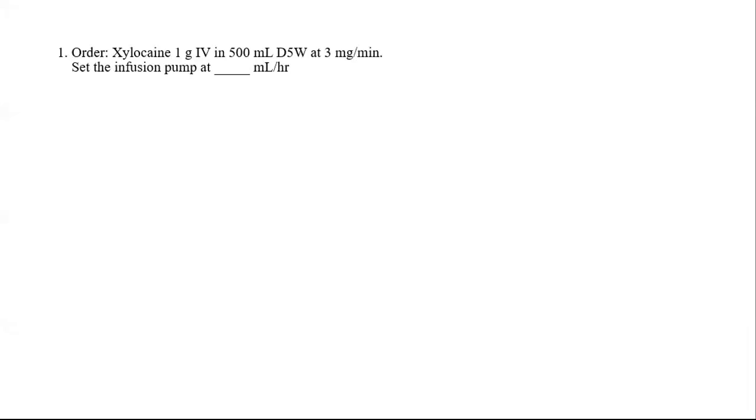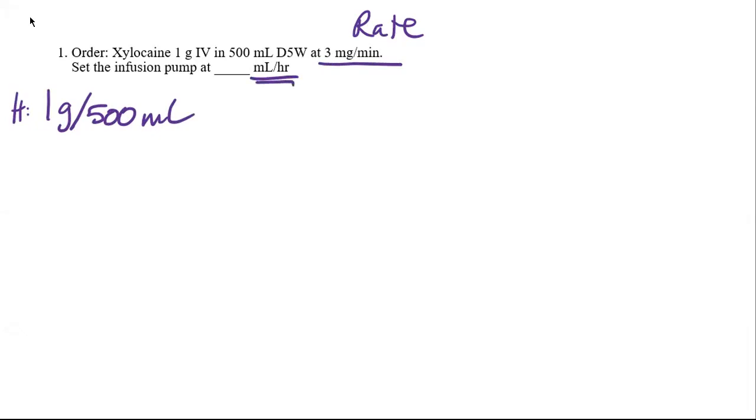Okay, and now we're going to do this one, a different kind. This is one of the questions that you were given to practice with. We have 1 gram and 500 milliliters. That's what you have, and this is your rate. Your rate is 3 milligrams per minute. What do we want to set the infusion pump to? So we want milliliters per hour. Okay, this is what we're aiming for. This is what we have, and this is what we're starting with.